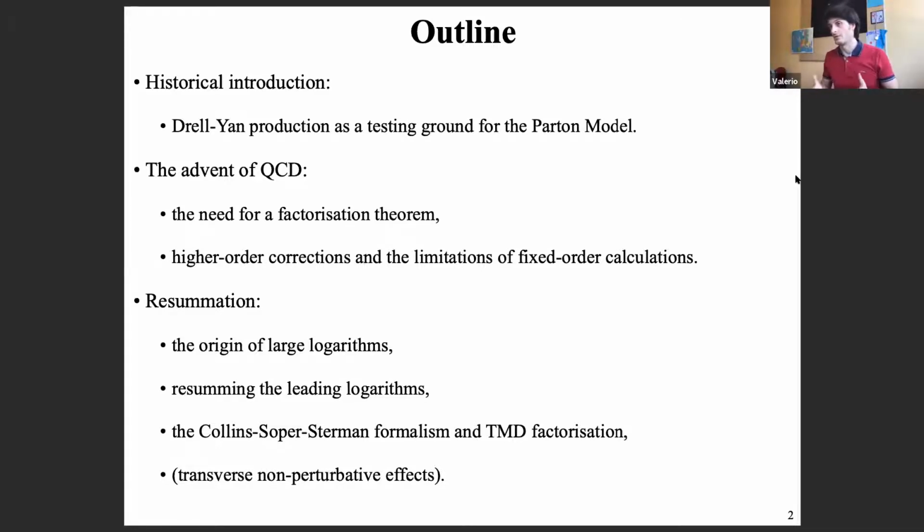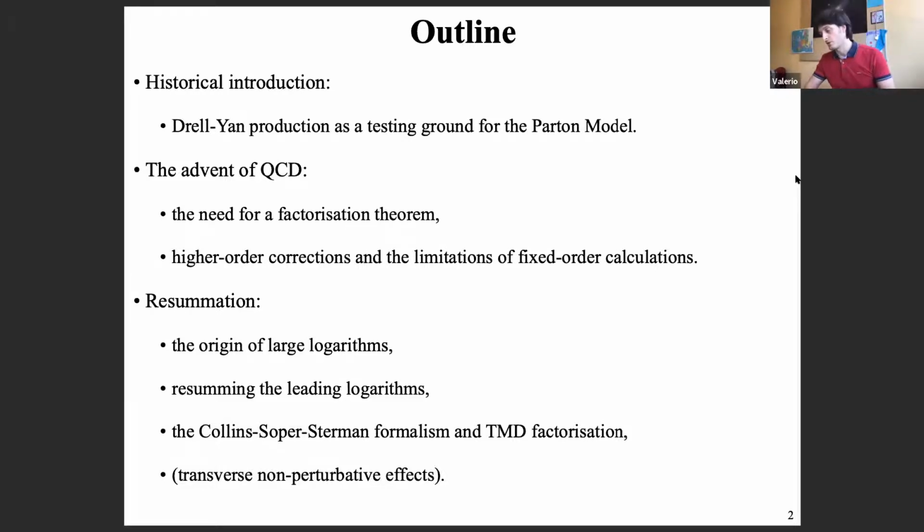Then I will introduce QCD. Well, I would not really introduce QCD, but I will try to show you how QCD impacts the computation of Drellian. And so I will argue that we need a factorization theorem, and I will try to sketch a proof of the factorization theorem. The factorization theorem eventually enables us to compute higher order corrections. I will show that higher order corrections sometimes fail, and this opens the floor to resummation.